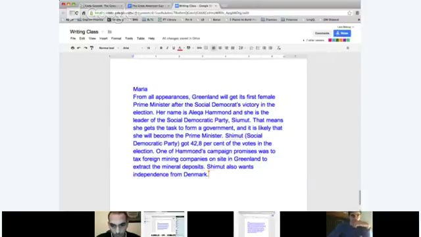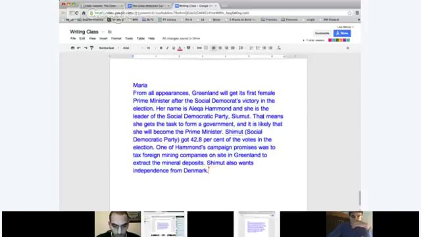From all appearances, Greenland will get its first female prime minister after the Social Democrats' victory in the election. Her name is Aleka Hammond, and she is the leader of the Social Democratic Party, Siumut. That means she gets the task to form a government, and it is likely that she will become the prime minister. Siumut, the Social Democratic Party, got 42.8% of the votes in the election. One of Hammond's campaign promises was to tax foreign mining companies on site in Greenland to extract the mineral deposits. Siumut also wants independence from Denmark.